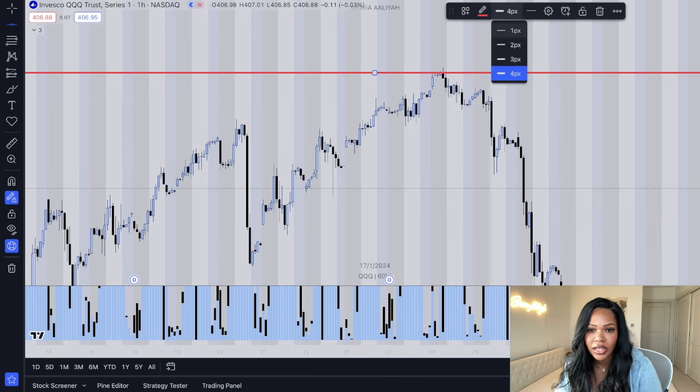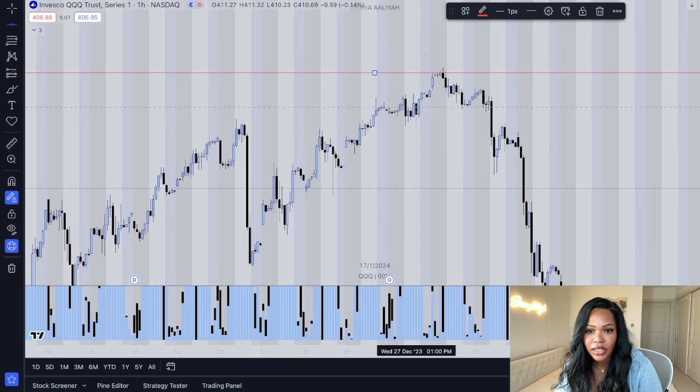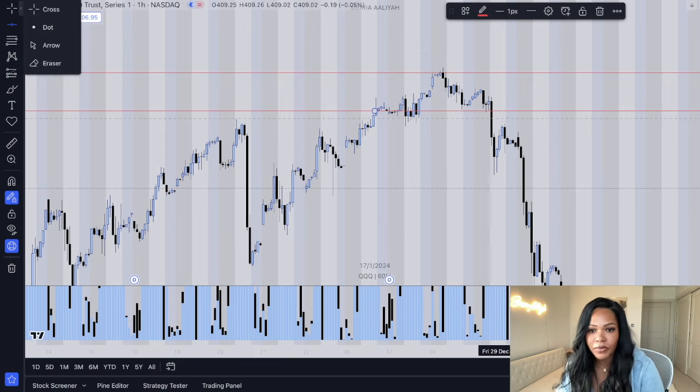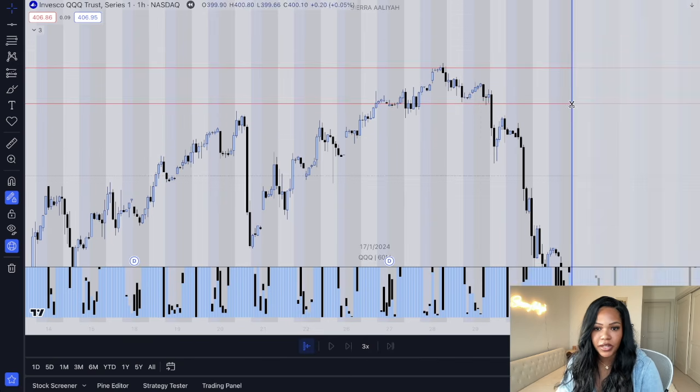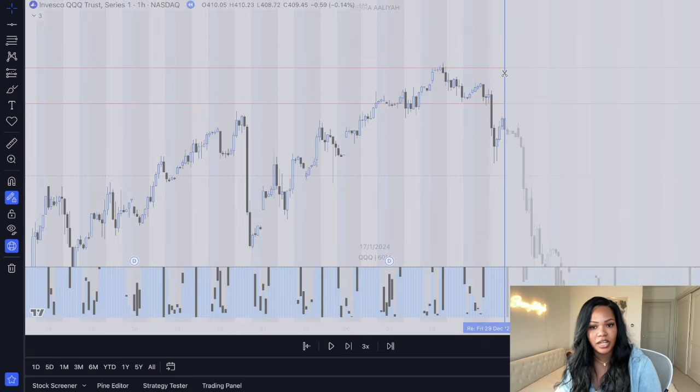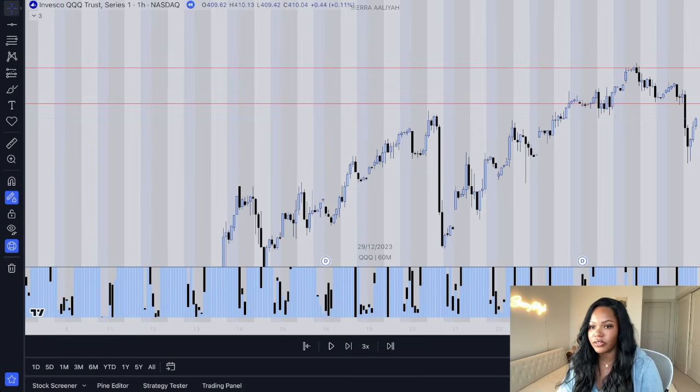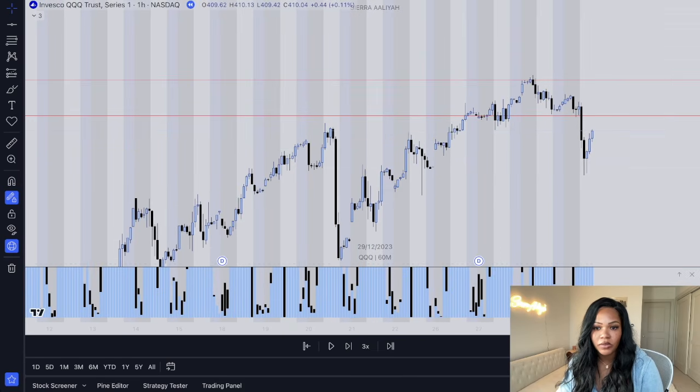Oops, that is so thick. And then a level here below the low. So once price breaks below that low, we can say, okay, look, we're going to take puts because price is no longer in an uptrend. It's actually going down to create a new low within this downtrend.